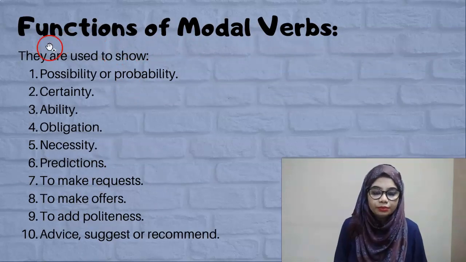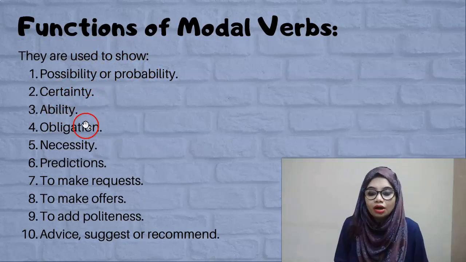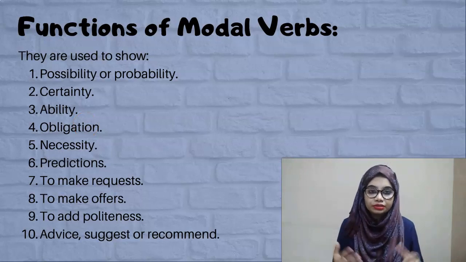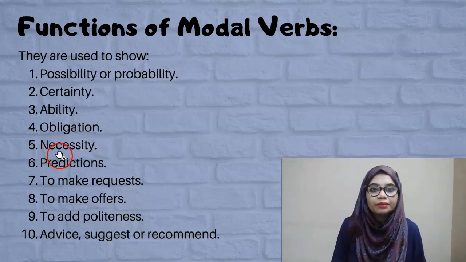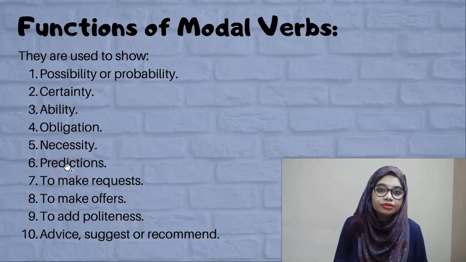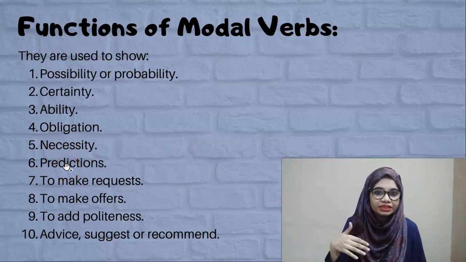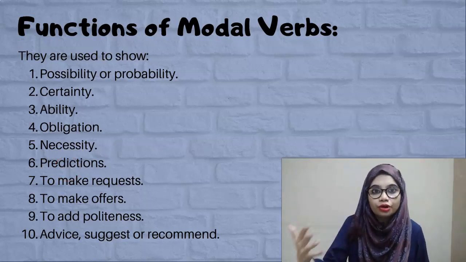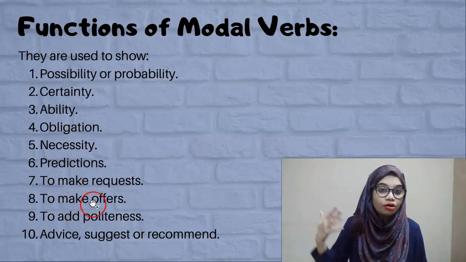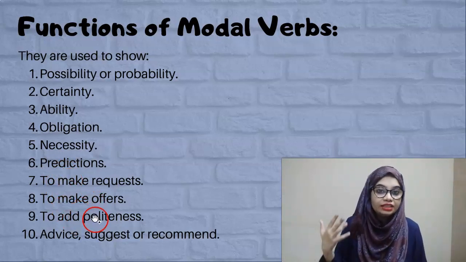Functions of modal verbs. They are used to show possibility or probability, certainty, ability. Obligation means something that you have to do even if you don't like to do it. That's an obligation. Necessity, something that is necessary, in other words. Predictions, to talk about the future or even to talk about the present, like if we are trying to predict what's going on right now. To make requests, to request for something. To make offers, to add politeness.